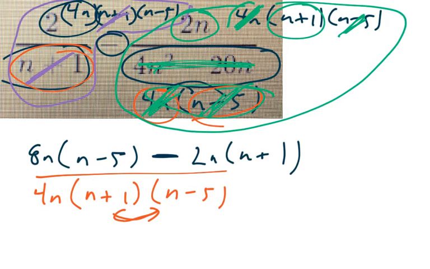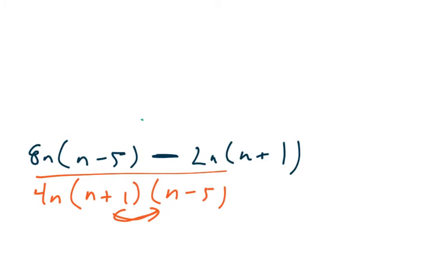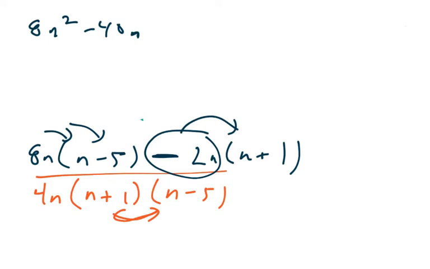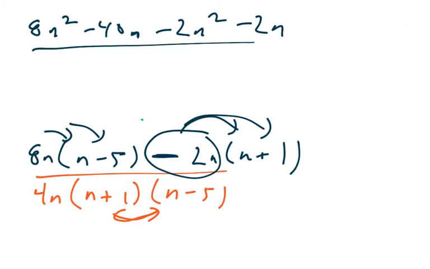All right, now let's see what we get here. Okay, so let's do some distributive property right here. 8n squared minus 40n. Let's distribute the minus 2n here. Minus 2n squared minus 2n. Watch those signs. Over our common denominator.